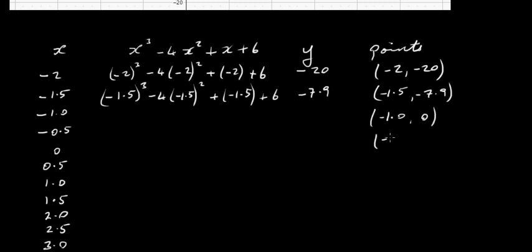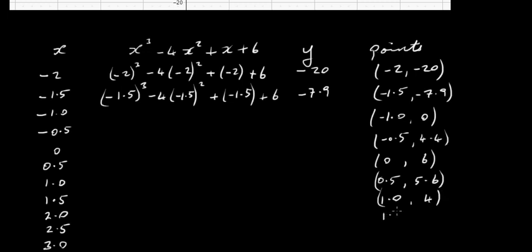Next one is minus 0.5, and for minus 0.5 we get 4.4. For 0 we'll get 6. You can see that anyway. If you put a 0 in here, here, here, you'll just end up with 6. For 0.5 we end up with 5.6. For 1.0 we end up with 4. For 1.5 we end up with 1.9 as our y value. For 2 we end up with 0.